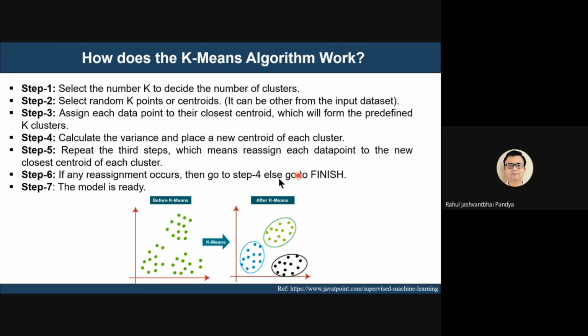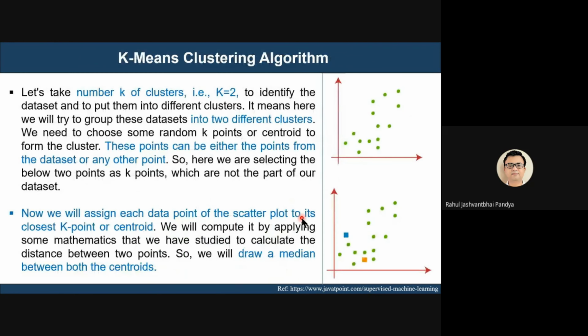Once there is no reassignment happening after multiple iterations, that means our model is ready, and we terminate here. Then we get the outcome. Here we can see we got 3 clusters in that particular outcome, and we can say that this is my optimal number of clusters, and all the points within each cluster are similar to each other.